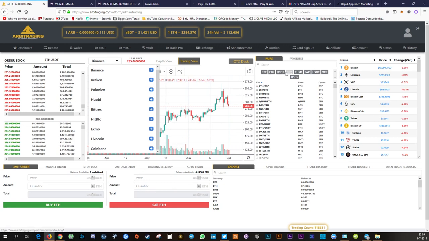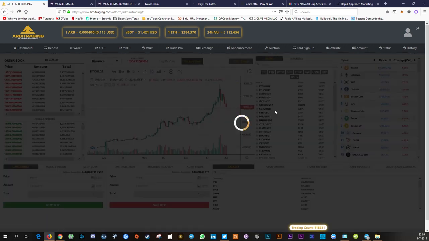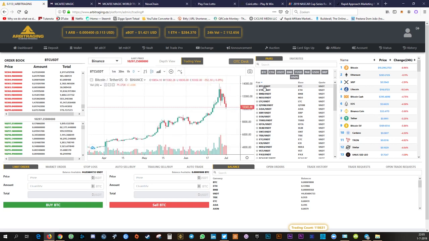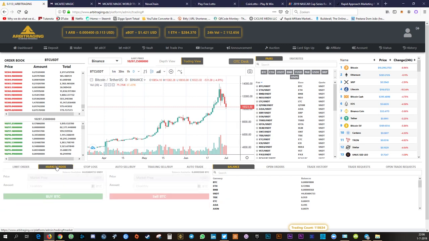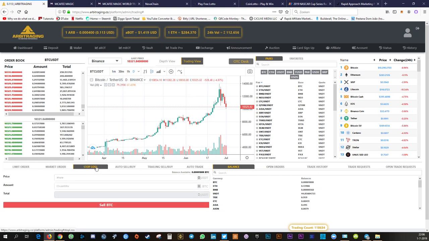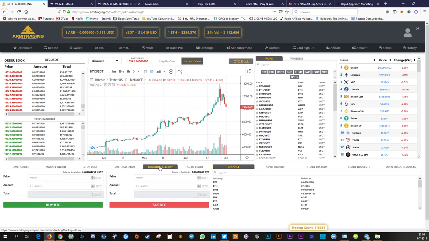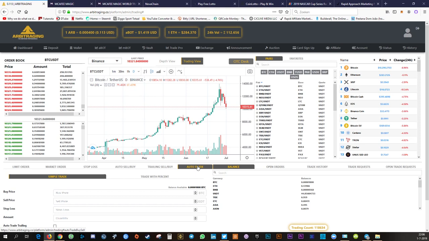How does it work over here? You can use the pairs you would like to trade with, or just have a look. At this moment I'm using USDT combined with, for example, Bitcoin, and you can see this is from TradingView, or similar at least. Over here you can see the limit order, the market order. You can put a stop loss on here, auto sell, auto buy, trailing sell and buy. It can even auto trade for you.